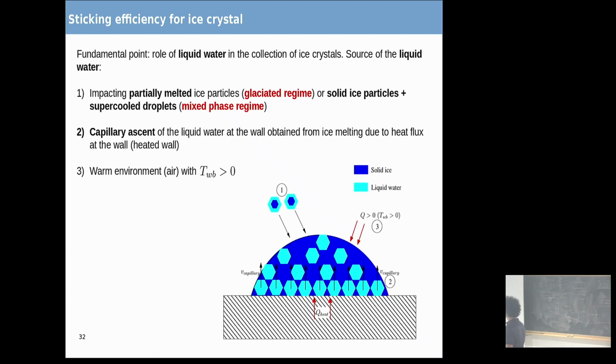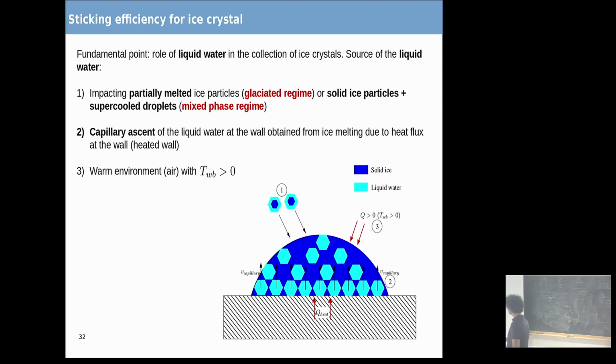Second, there may be capillary ascent of the liquid water at the wall, obtained from ice melting due to heat flux at the wall. For instance, if you have an ice layer and heating due to an ice protection system, some liquid water appears, and as you have a porous ice layer, there is capillary ascent of the liquid water from the bottom up to the top, and this makes it possible for ice particles to stick.